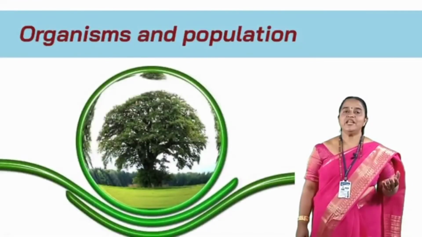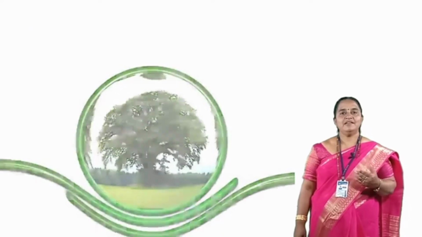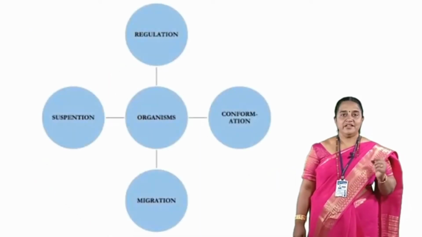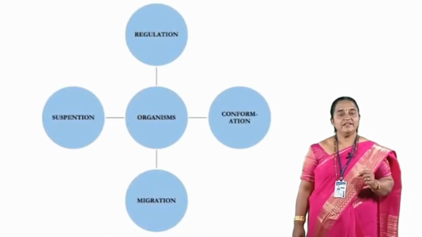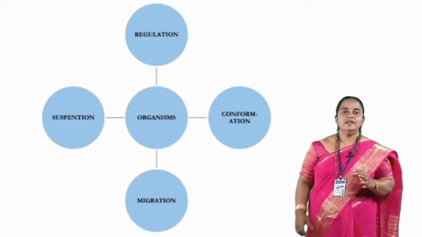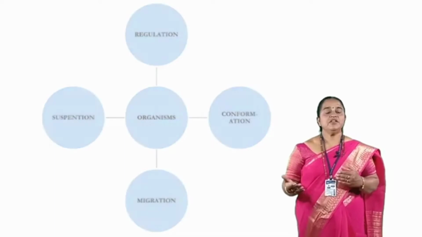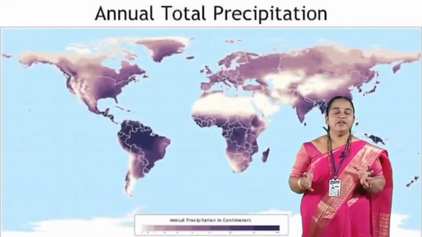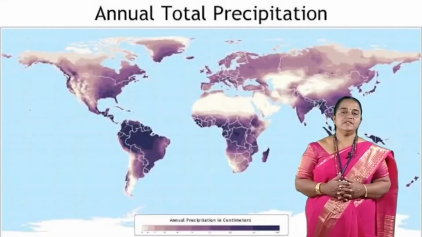Hello students. In the previous session, we completed the response of organisms towards major abiotic factors. Accordingly, we classify them as conformers, regulators, migrators and suspenders. Apart from this, we can see various adaptations in the organisms to survive in existing climatic conditions.